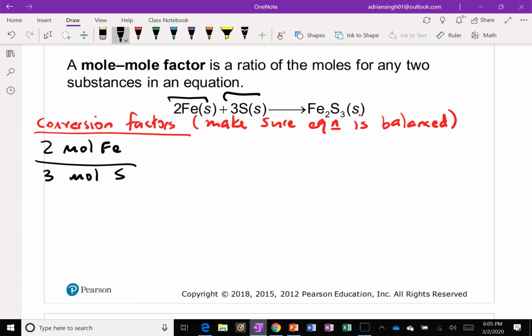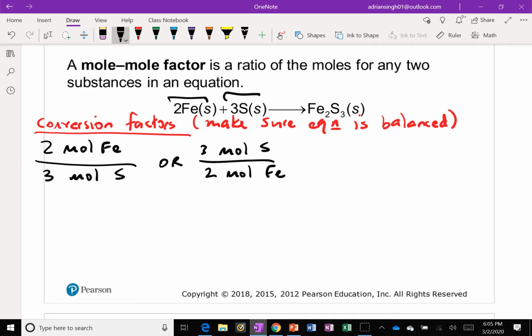What do you think the other conversion factor from this would be? Just flip it like you would any other conversion factor, right? So 3 moles of sulfur reacts with 2 moles of Fe. As long as this is in the form of a conversion factor, we can do everything we've done before with any other conversion factor we've ever encountered. The only difference now is where we're getting that conversion factor from. And it comes from our balanced equation.